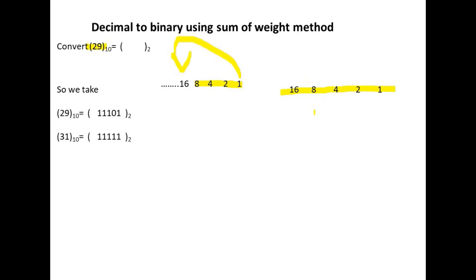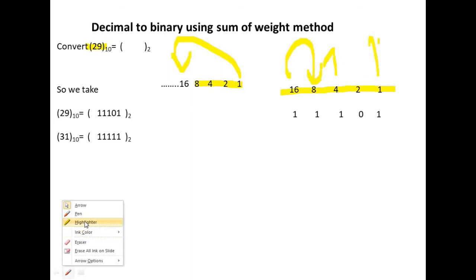It is very easy. We can find 29 as 16 plus 8, 24, then this 4, 28, and this one, 29. So 16 plus 8, 24 plus 4, 28, and then plus 1, 29. So here we got the binary equivalent of 29 as 11101.